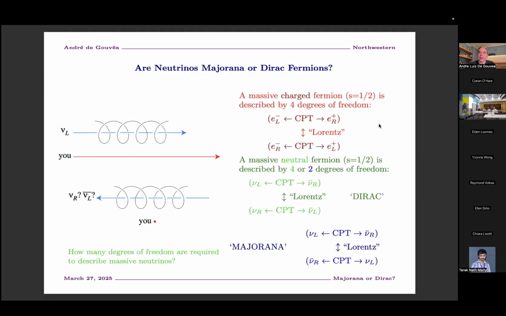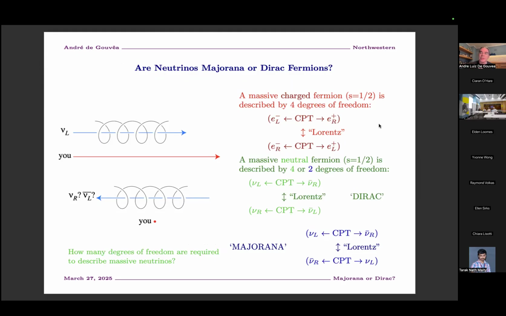First of all, the question I want to try to talk about is whether neutrinos are Dirac or Majorana fermions. I will quickly try to give you a flavor of what that question means. It basically has to do with the fact that now we know that the neutrinos have non-zero masses. We can ask the question about how many degrees of freedom it takes to describe a neutrino.